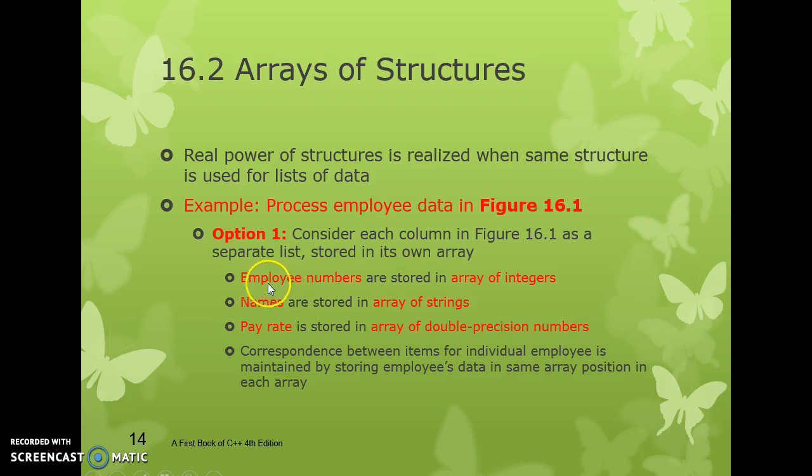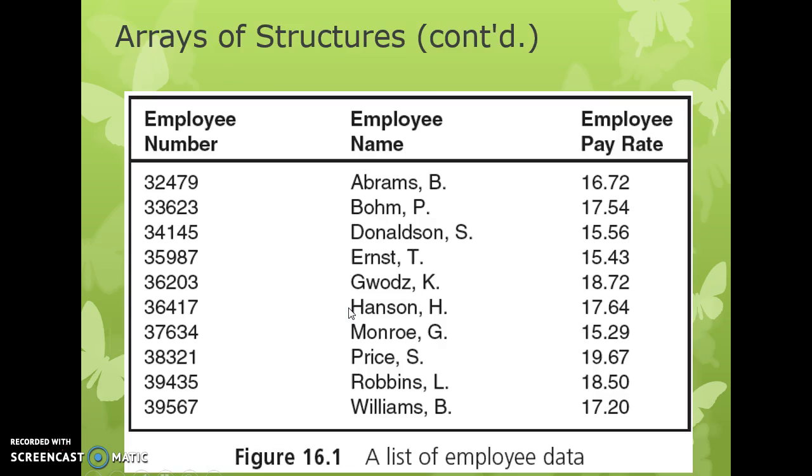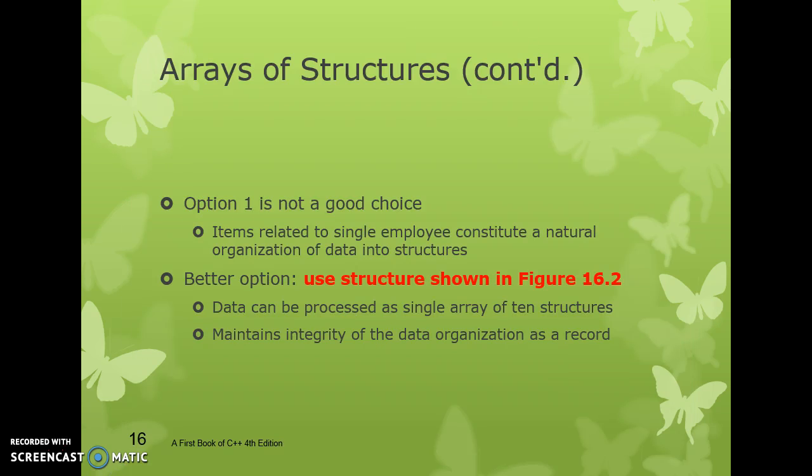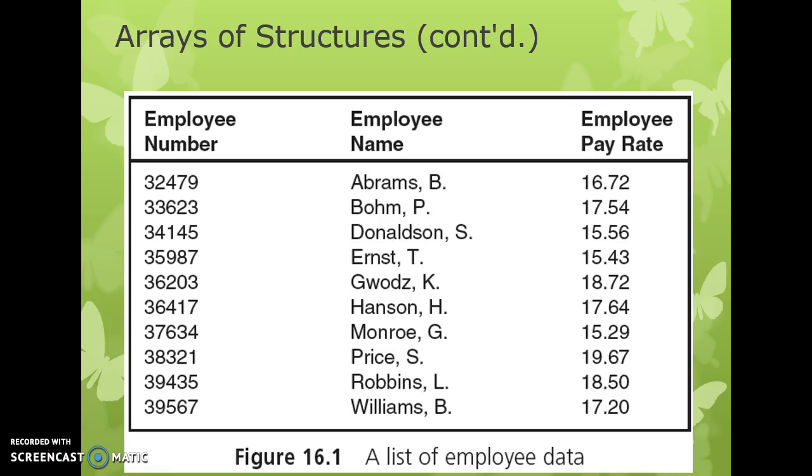So, for example, employee numbers are stored in an array of integers. Names are stored in an array of strings. Pay rate is stored in an array of double precision numbers. And what will happen? You are basically putting each column as an array, and then you have the employee name as an array, and you have the employee pay rate as an array.